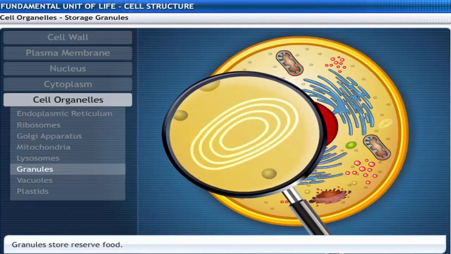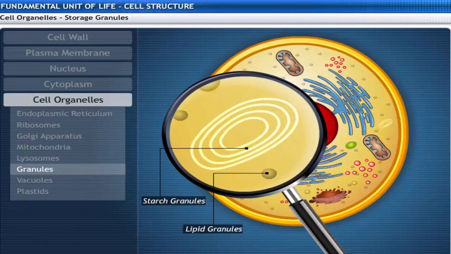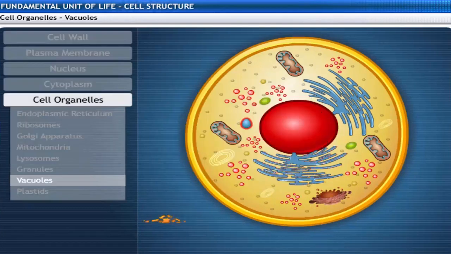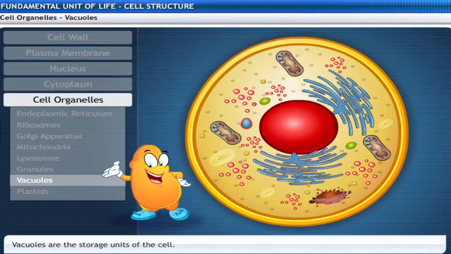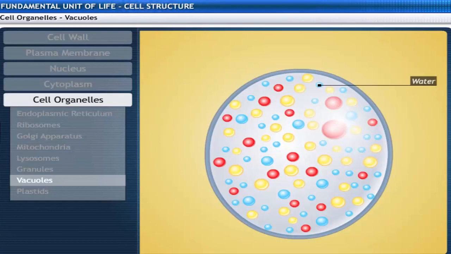Let's now focus on the storage granules. They are of two types. Starch granules are storage droplets of starch. Lipid granules are storage droplets of fat. Cells have storage units called vacuoles. They store water, energy, and waste products, and substances like amino acids, sugars, and proteins. The fluid contained in them is called cell sap. A vacuole is covered by a living membrane called tonoplast.